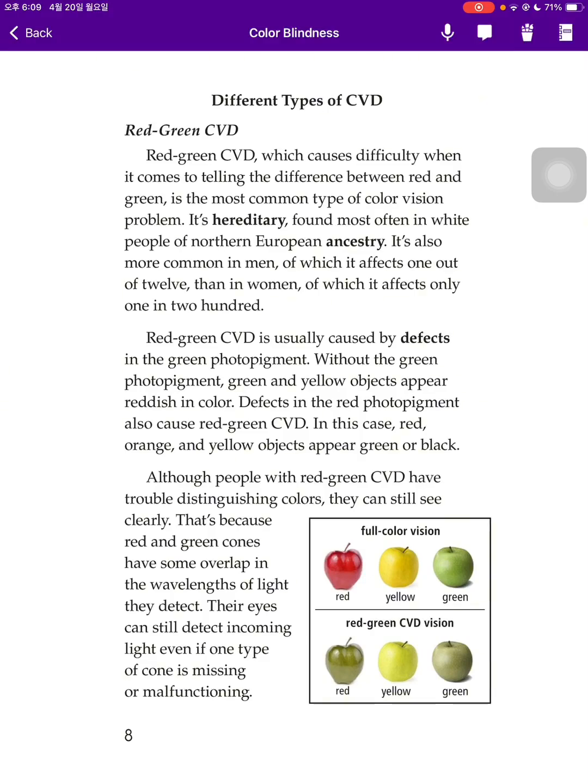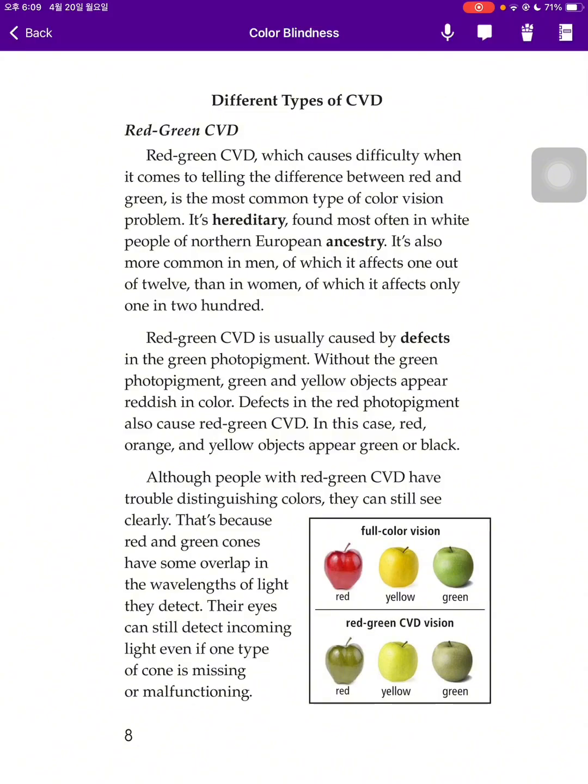Red-green CVD is usually caused by defects in the green photopigment. Without the green photopigment, green and yellow objects appear reddish in color. Defects in the red photopigment also cause red-green CVD. In this case, red, orange, and yellow objects appear green or black.